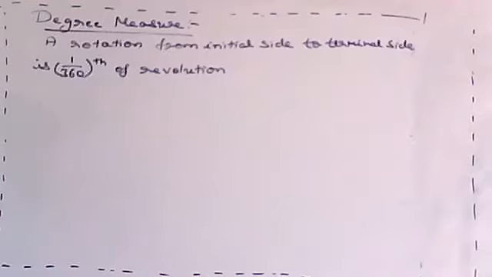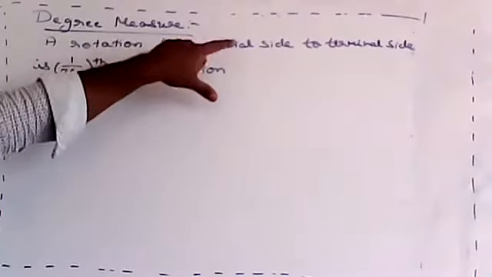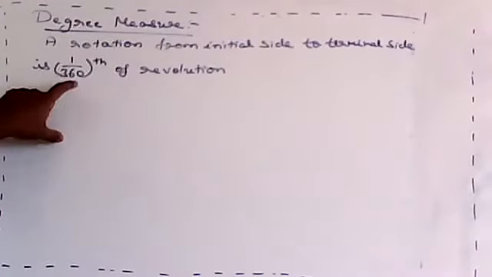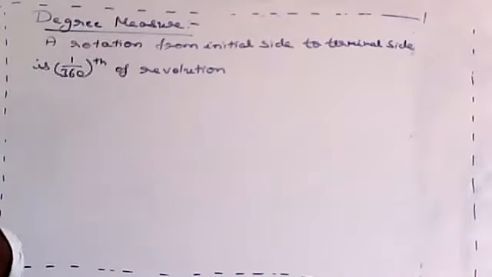Yes, good, Shravan. 360 degrees. Correct or not? Same way, they have given the definition for degree measure: a rotation from initial side to a terminal side is 1/360th of a revolution. Means it is a degree measure. Okay. As we discussed in the last class, what is a degree?